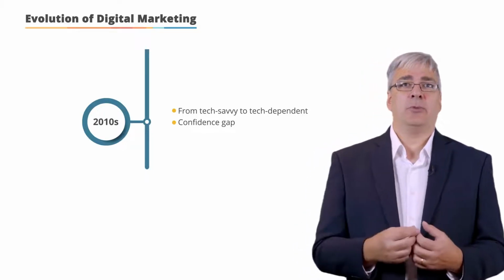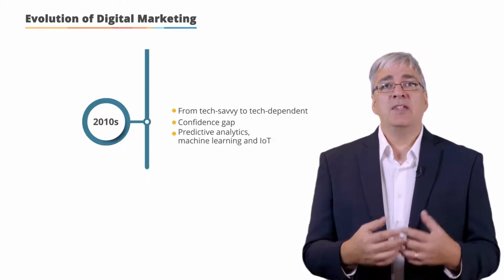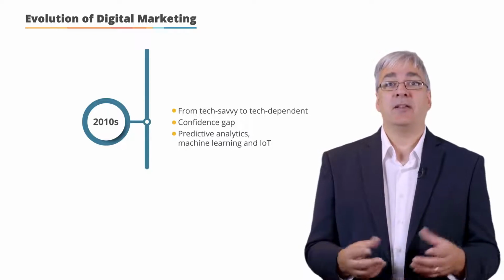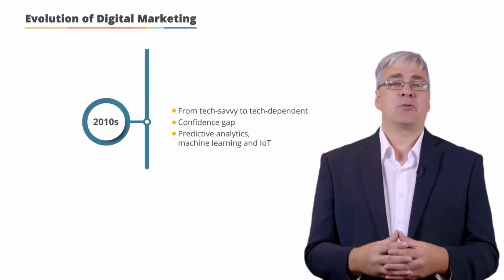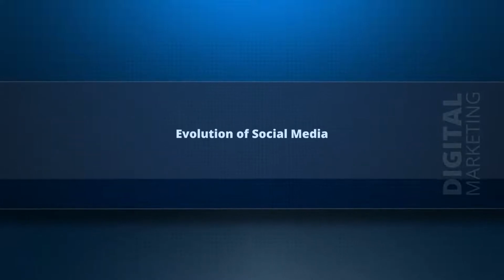Mobile exceeded desktop internet usage 2 years ago, and in the big data era, we see the emergence of predictive analytics, machine learning, and the Internet of Things, which will continue to be disruptive concepts. The evolution of social media.